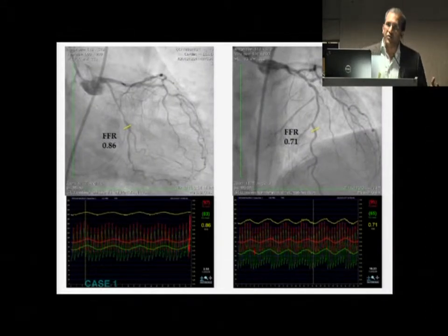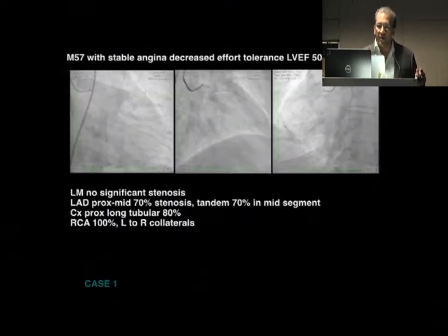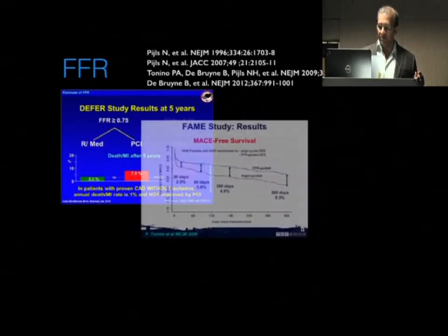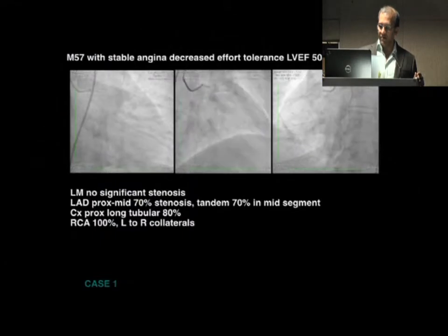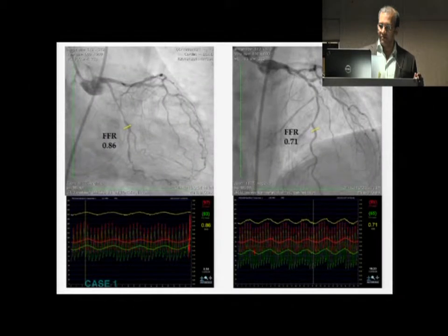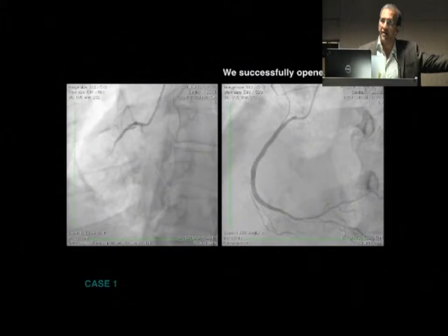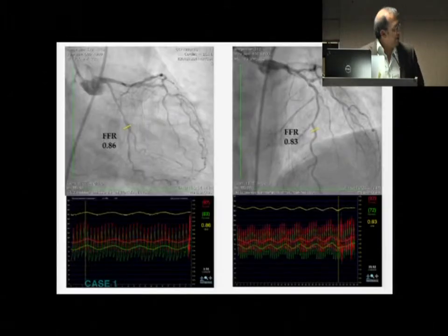So what we do in our practice is we do an FFR, and you can see the FFR in the circumflex is 0.86, the FFR on the LAD is 0.71, but you've got to remember that this LAD is supplying the LAD territory, and it's also supplying the RCA territory. So we open up the CTO in the right coronary artery, guided by imaging. Once we open up the CTO, we do an FFR again in the LAD, and the LAD has become negative. It's now 0.83.